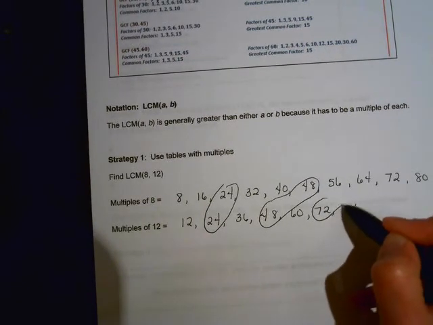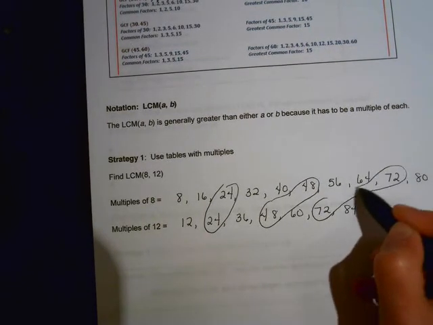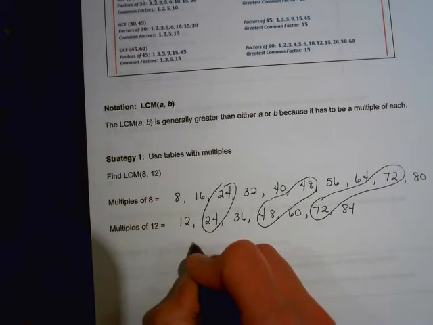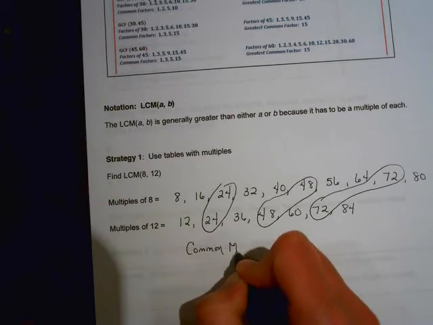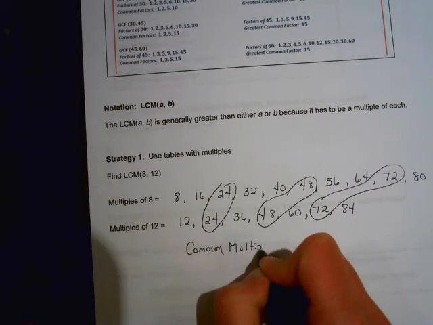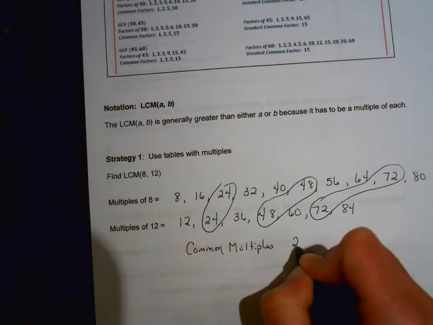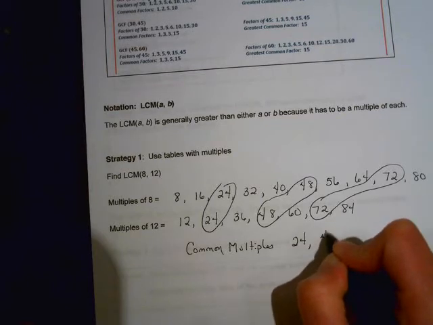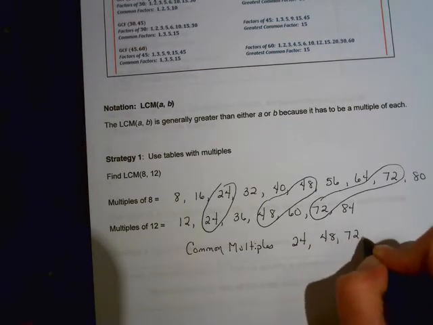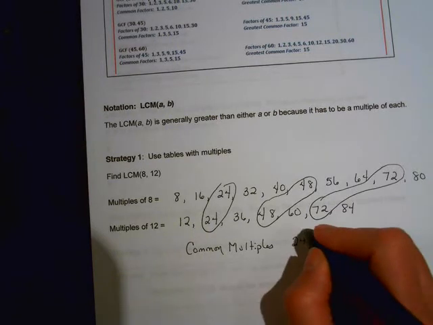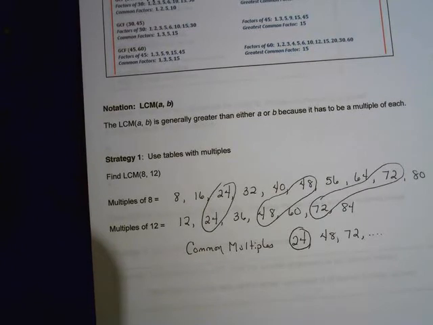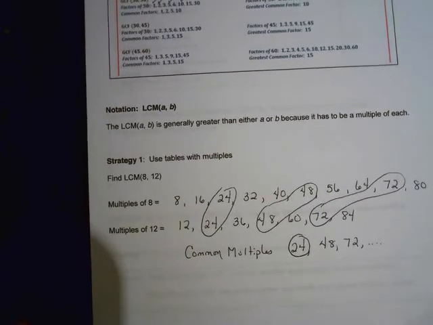Okay, so common multiples are 24, 48, 72, and so on. So the least common one is 24. Does that make sense? Multiples? It's easy to mix them up.